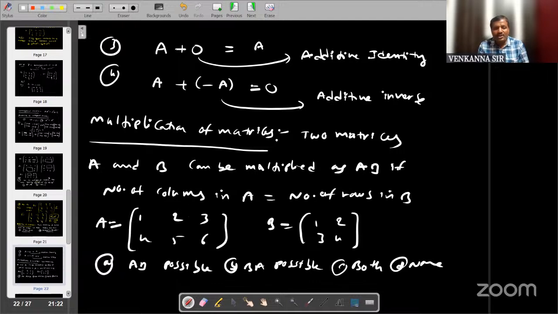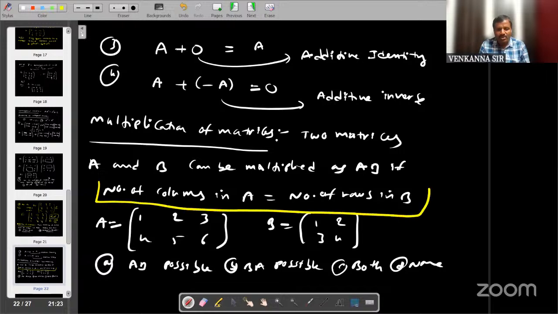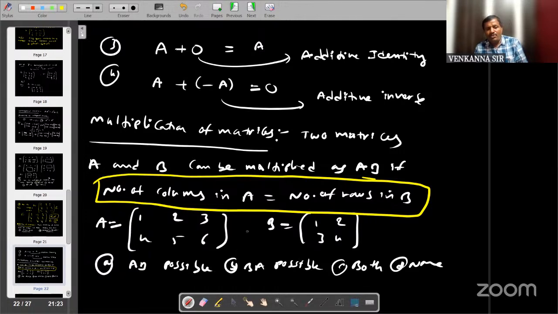Observe the condition for multiplication of matrices. Number of columns in A is equal to number of rows in B. Using this condition, which is possible here, AB or BA? To multiply AB, number of columns here is 3, number of rows here is 2. They are not equal, so AB is not possible. To check BA, number of columns here 2, number of rows here 2. Only BA is possible.